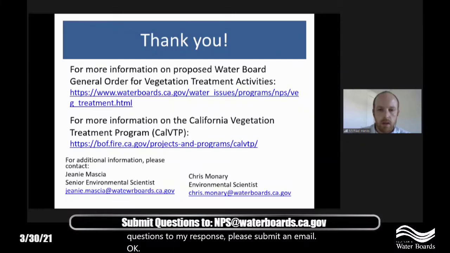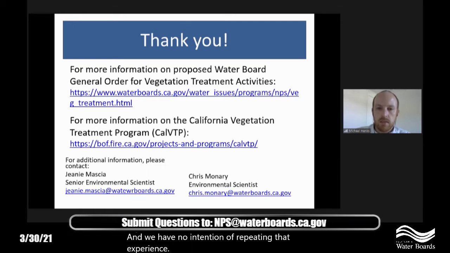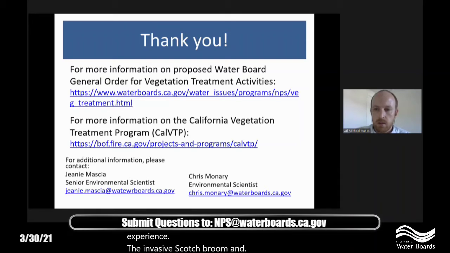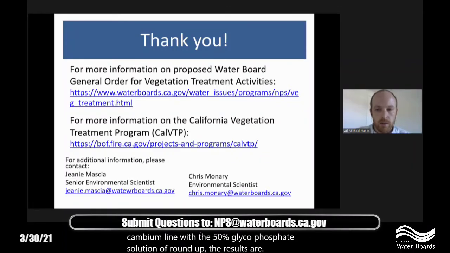Okay, this next question is from Dr. Peter M.J. Hess. Peter writes, I work in Lake County, California in wildfire danger mitigation through the creation of defensible space around homes and businesses and along road right-of-ways. My family lost two homes in the 2015 Valley Fire, and we have no intention of repeating that experience. The invasive Scotch broom and indigenous species such as scrub oak and chamise are highly flammable. I am permanently eradicating brush through the cut and paint method used by CAL FIRE and the Nature Conservancy. With surgical precision, we cut the plant an inch from the ground and paint the stump around the cambium line with the 50% glyphosate solution of Roundup. The results are remarkable, with basically 100% root eradication after 6 weeks and no measurable effect on surrounding vegetation or insect life.